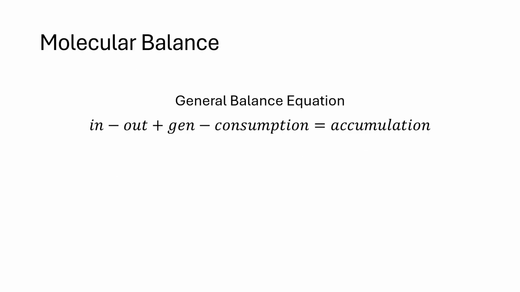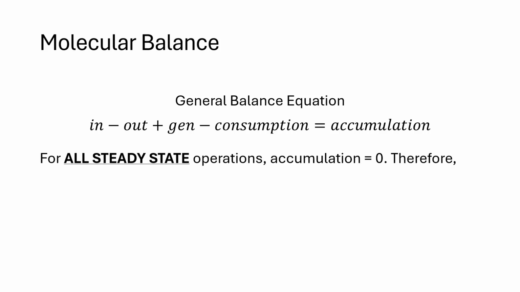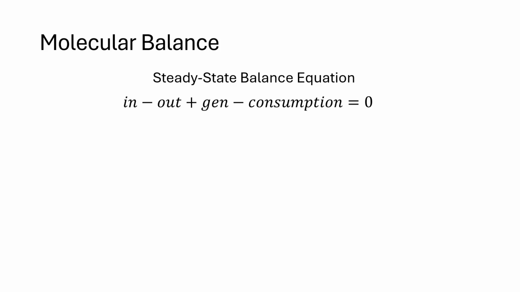So one of the techniques used in material balance in reactive systems is the molecular balance. So shown is the general balance equation: in minus out plus generation minus consumption equals accumulation. So for steady state operations, the accumulation term is 0. Therefore, it simplifies to in minus out plus generation minus consumption. And then we can still further simplify them based on the circumstances.